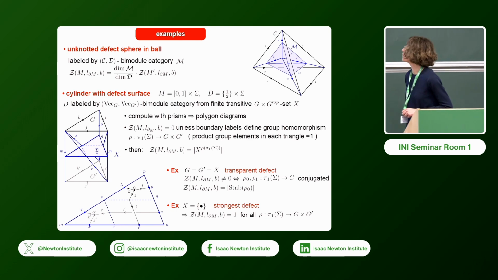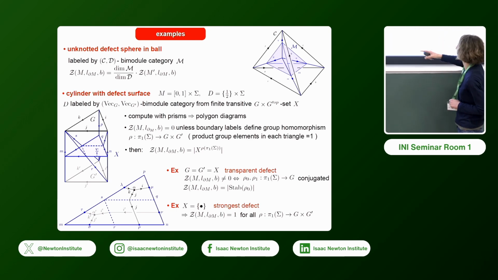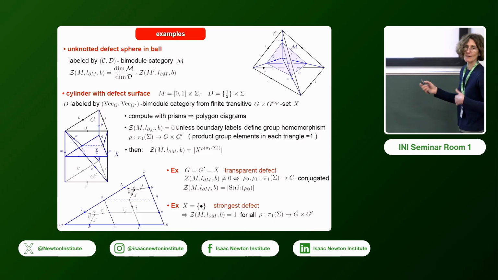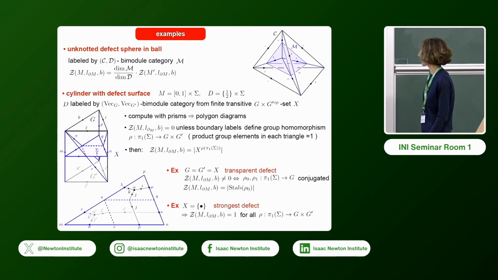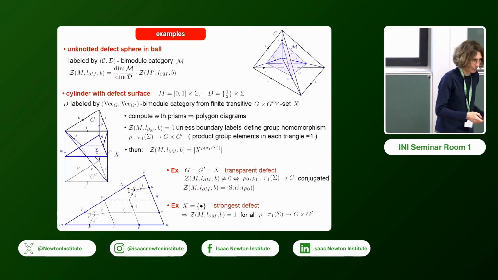What one could also do is to make the defect really strong by taking a one-point set on which the two groups act. Then one basically disconnects the two sides of the defect surface. And then one simply gets that the state sum is 1 for all the different group homomorphisms that one could pick.